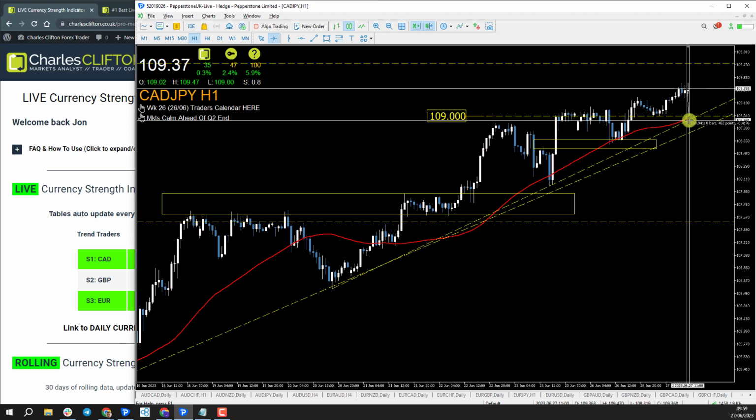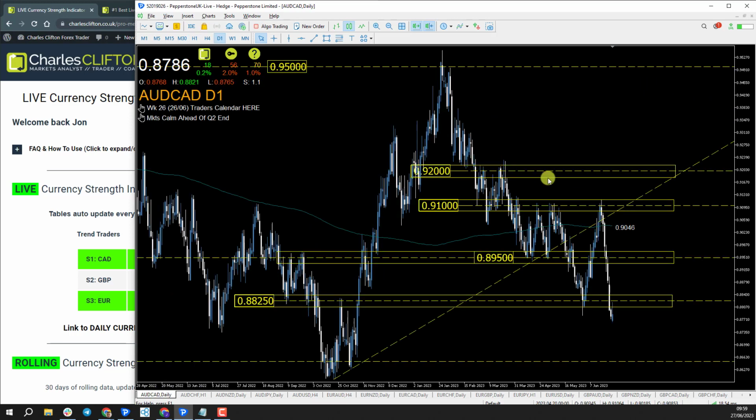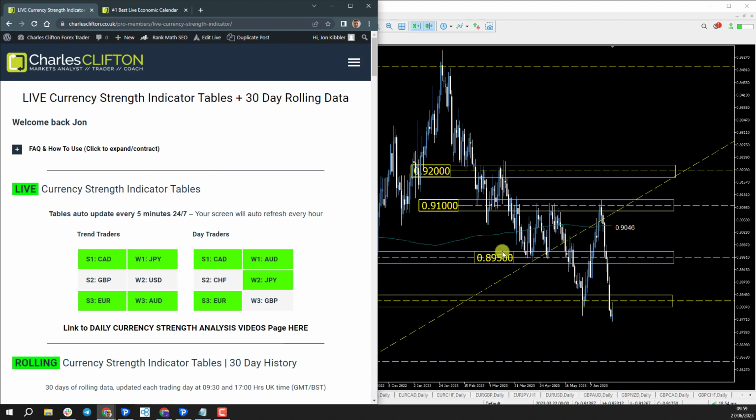We may come and hit the 50 MA again. We may even come and retest the 109 before price heads higher, but I won't be adding any more risk onto CAD positions for today. That being said, Aussie CAD was the top of our day traders table.